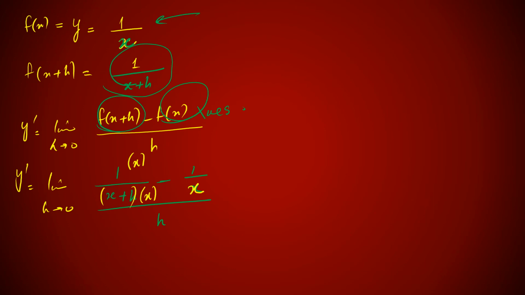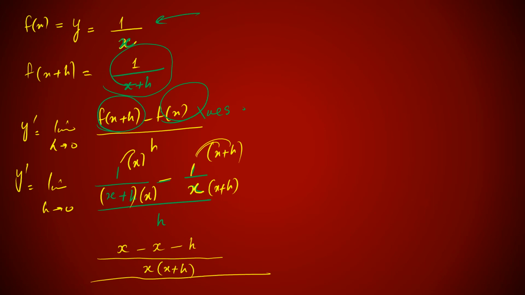So the second term of the function, you will multiply and divide with x plus h. Now since the denominators are the same, you write x times x plus h only one time. Open the bracket of the numerators. So 1 times x gives you x, negative 1 times x gives you negative x, and negative 1 times h gives you negative h, whole upon h. Now x and x cancel, and h and h cancel.